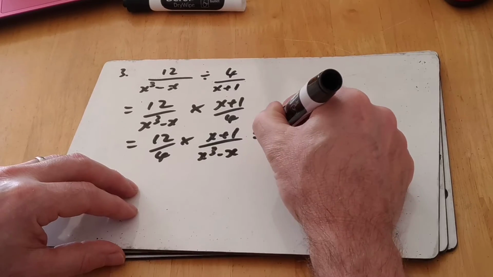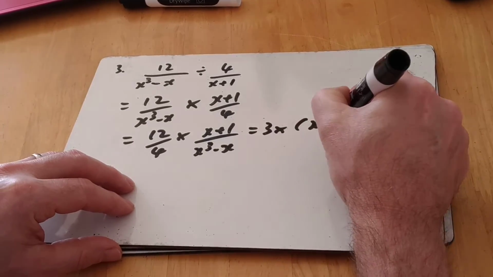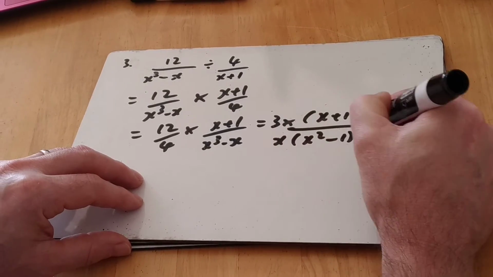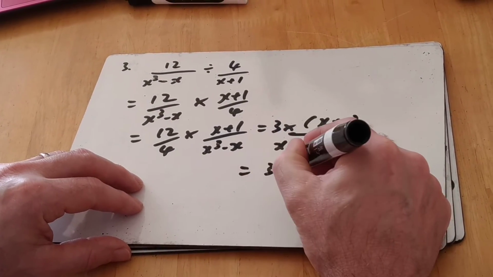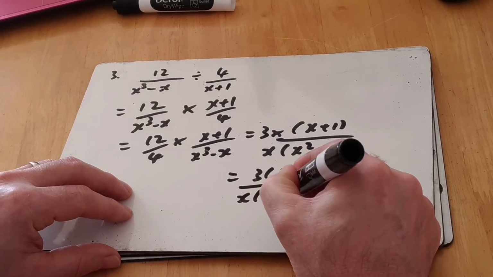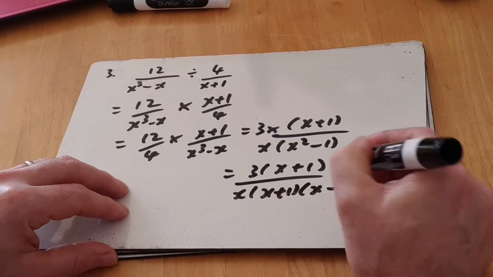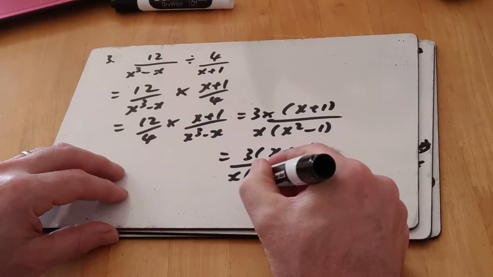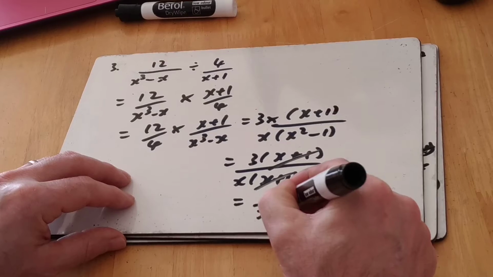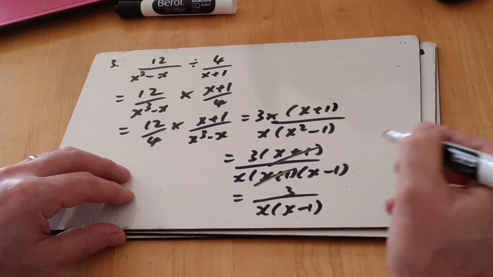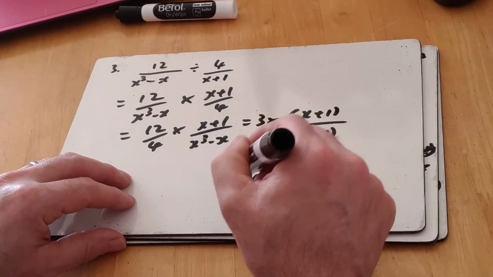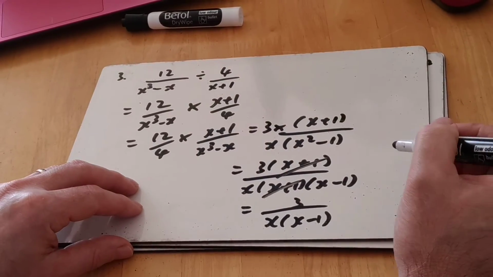And 12 over 4 gives me 3 times x plus 1 over x bracket x squared minus 1, 3 bracket x plus 1 over x bracket x plus 1 x minus 1, difference of two squares in the bottom now because I've taken the x out. Bracket cancels, 3 over x bracket x minus 1. I can cancel the brackets again because it's a common factor, because it's that times that times that.